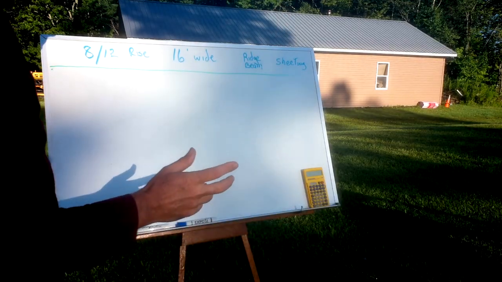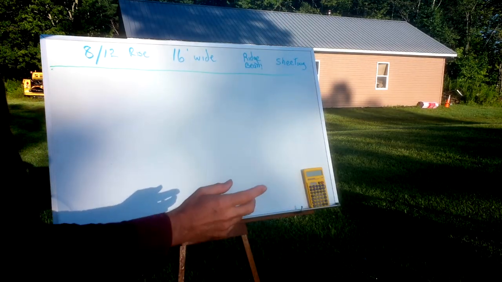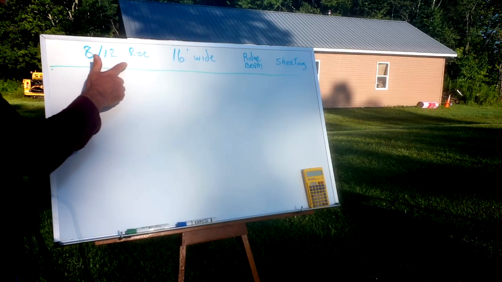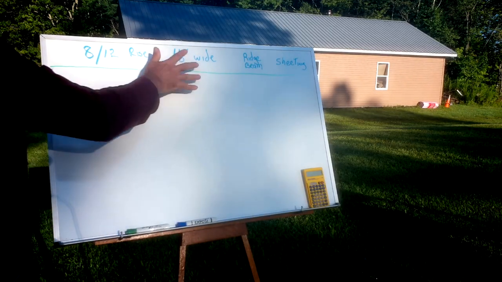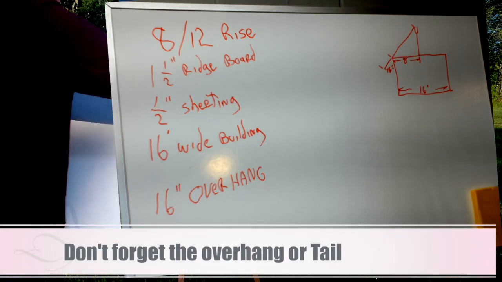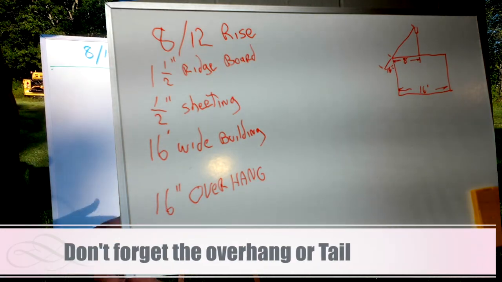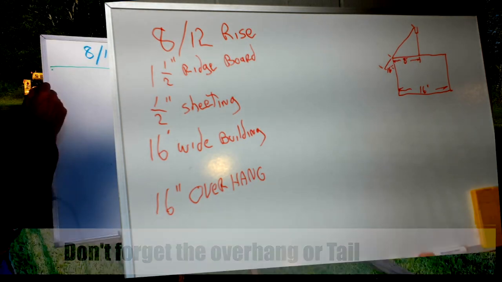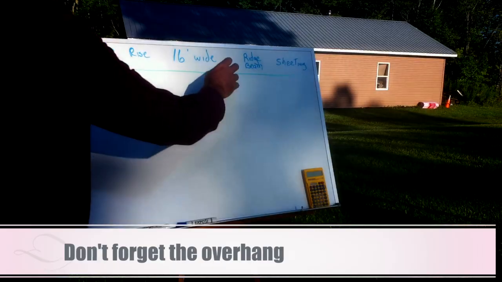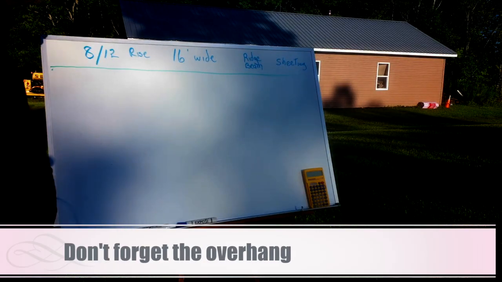Okay guys, this example we're going to use. We got an 8-12 rise. The building's 16 foot wide. We have a ridge beam and we have sheeting. That's all you need to know. We got an 8-12 rise. The building's 16 foot wide. You got a ridge beam and you got a sheeting.